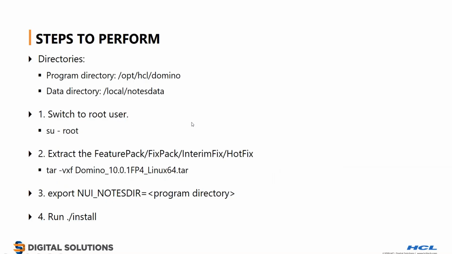So here's the steps. First, we need to list the directories that we have. Next is to switch to the root user. After that, we need to extract the installers that we have.